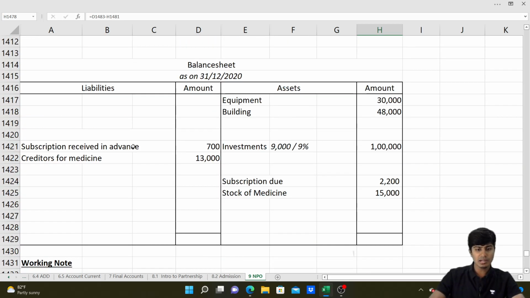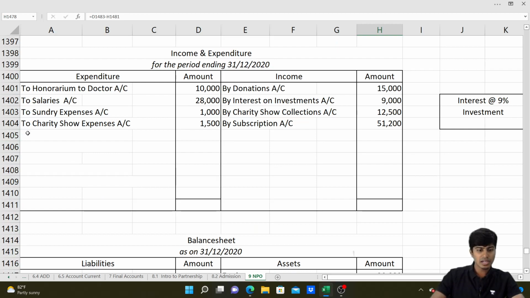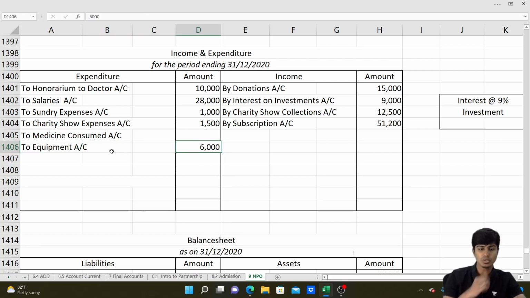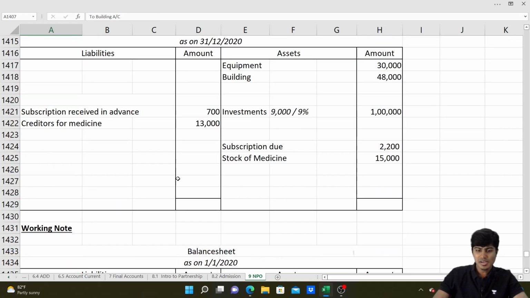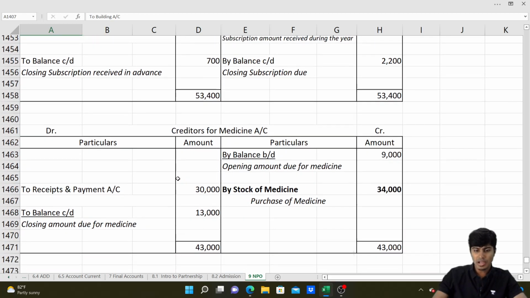Come down to our income and expenditure account. Here I'll write to medicine consumed. Medicine consumed we didn't write, let's write that next. We have equipment, that is 6,000 rupees. This is depreciation on the equipment. Get that? Equipment depreciation. Got it? Cool.